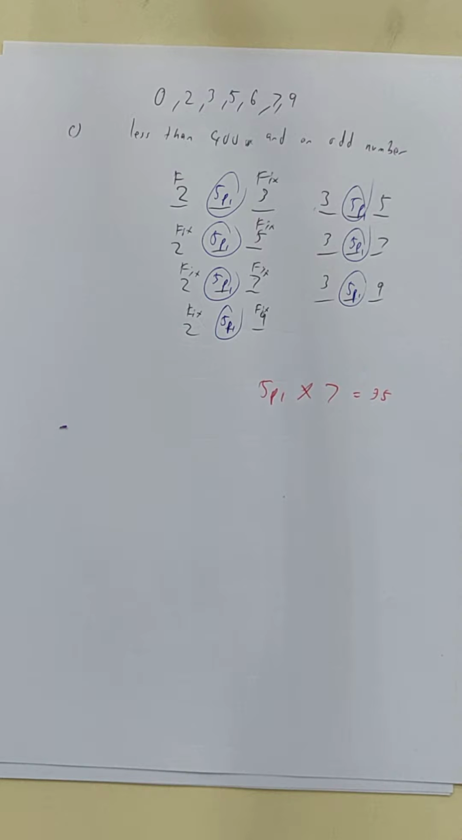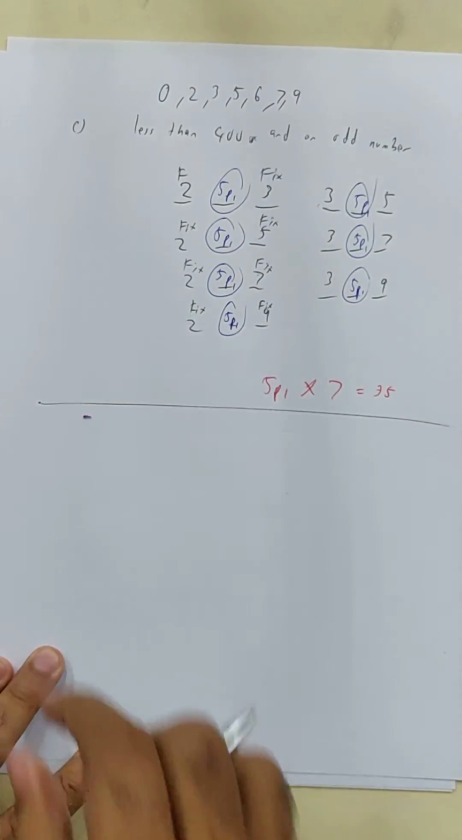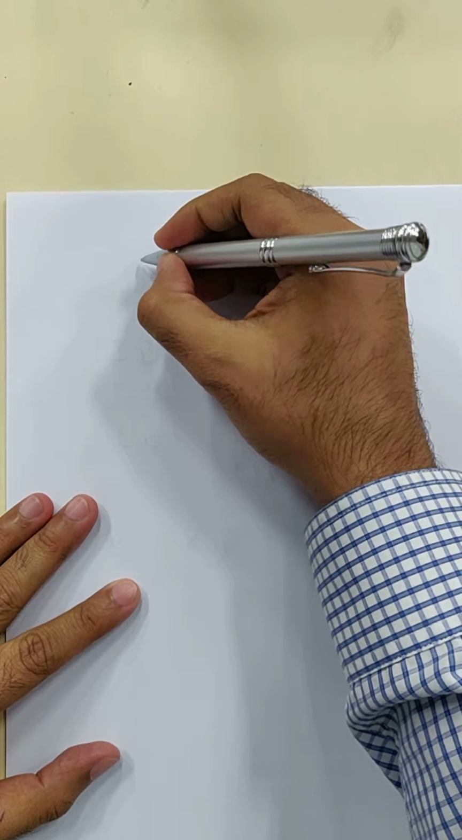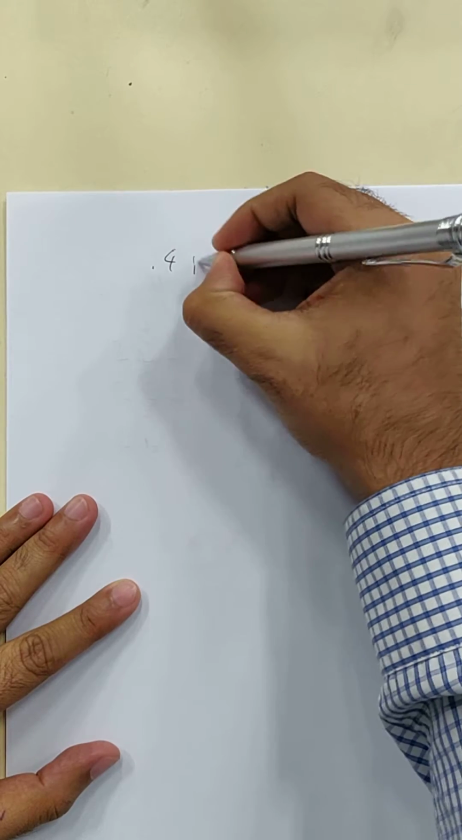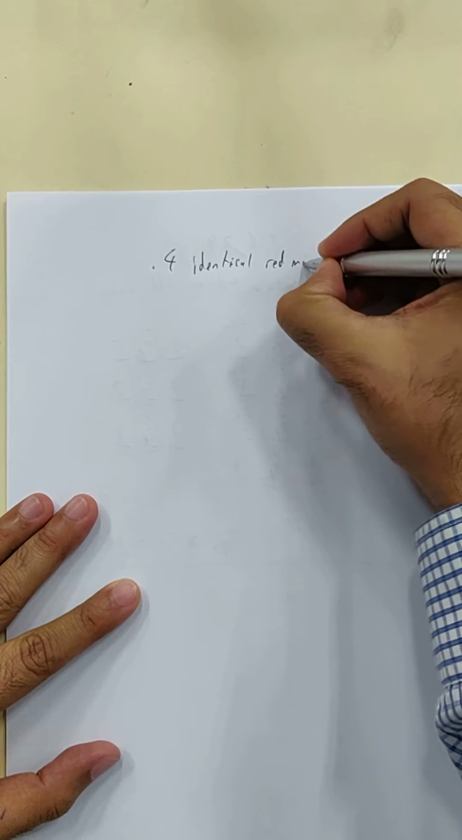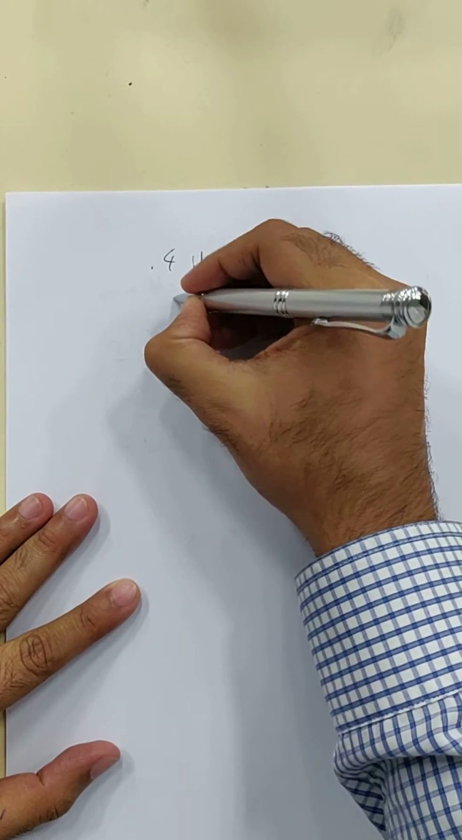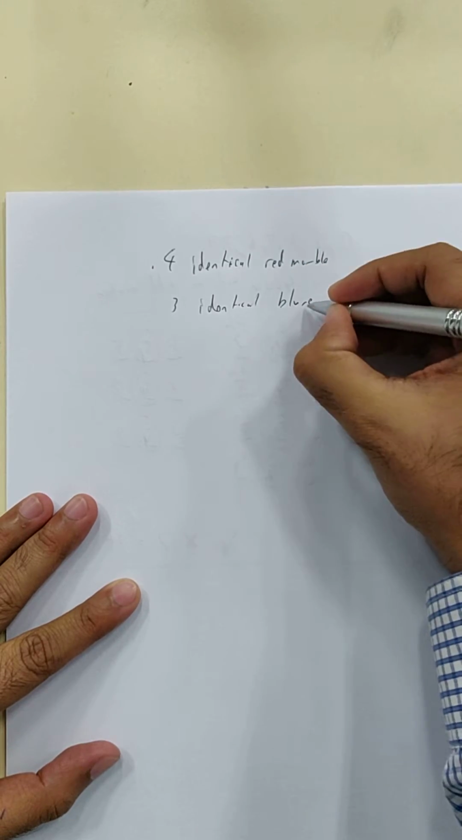Okay, so we are done with permutation. Oh, we have one more. Okay, this is tough. Okay, hurry up. We want to go to combination if we have enough time. Okay, this is, it's a red marble. 4 identical red marble with 3 identical blue marble.